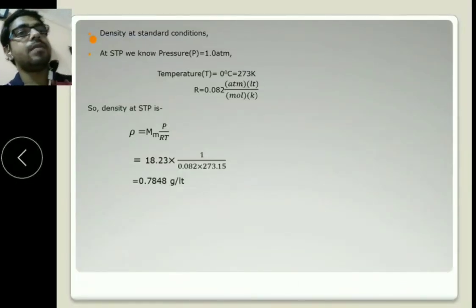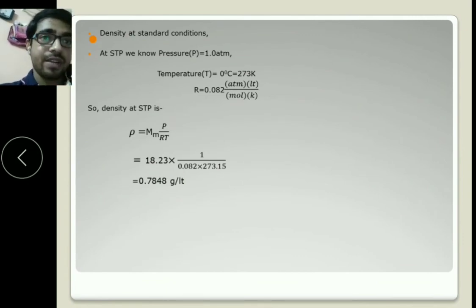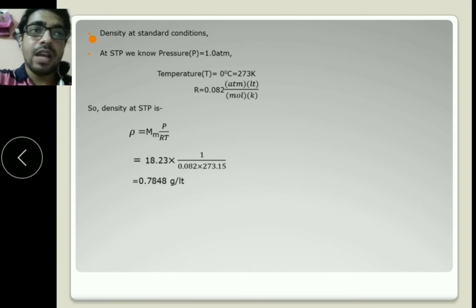Next is what is the density at STP. STP means standard temperature and pressure. At STP the temperature is 0 degree centigrade, which is 273.15 Kelvin, so I have taken 273 Kelvin. And at STP the pressure is 1 atmosphere. You have to select R as per the units of pressure and temperature. As pressure is in atmosphere and temperature is in Kelvin, I have taken the R value in atm liter per mole Kelvin.